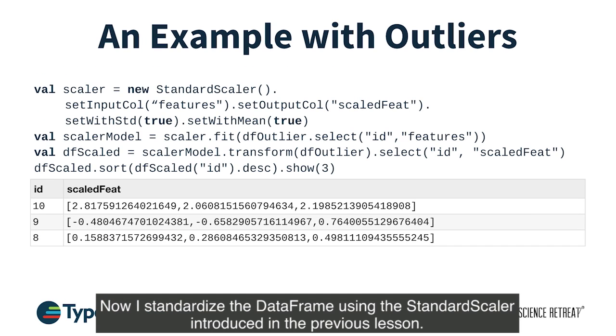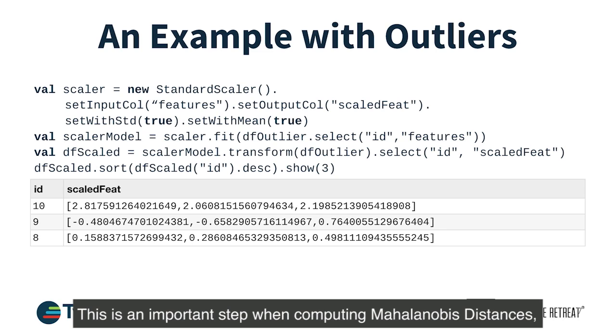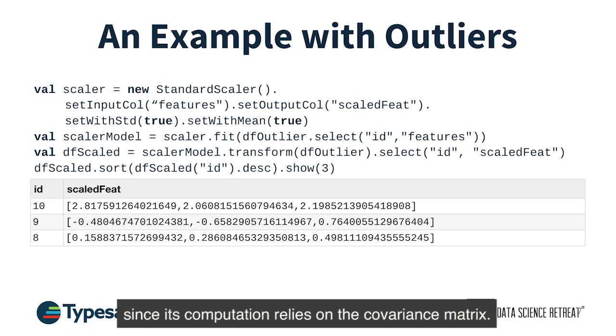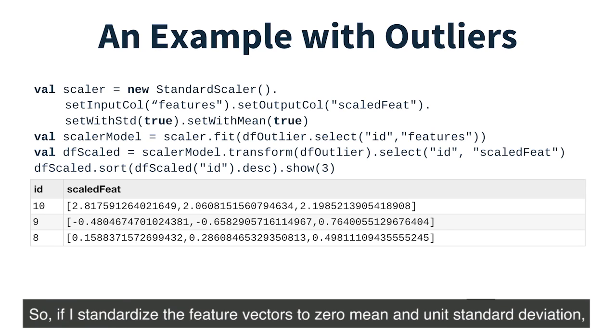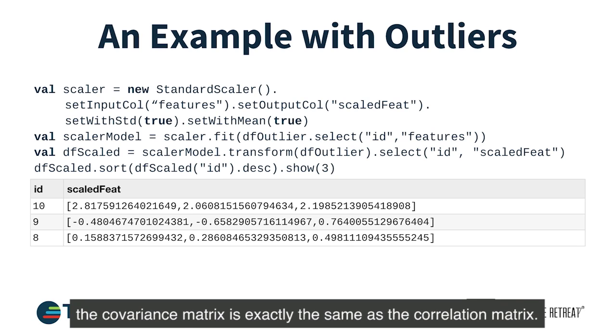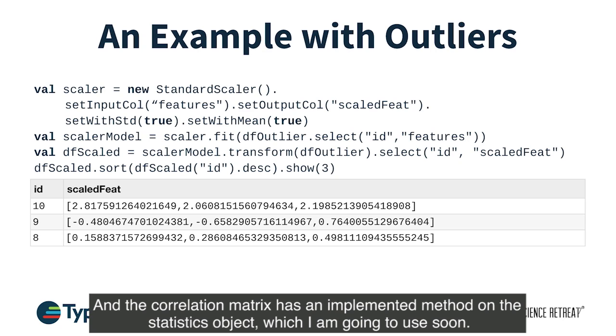Now I standardize the data frame using the standard scaler introduced in the previous lesson. This is an important step when computing Mahalanobis distances, since its computation relies on the covariance matrix. So if I standardize the feature vectors to 0 mean and unit standard deviation, the covariance matrix is exactly the same as the correlation matrix. And the correlation matrix has an implemented method on the statistics object, which I'm going to use soon.